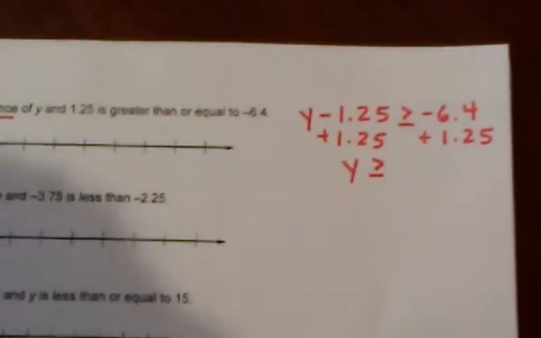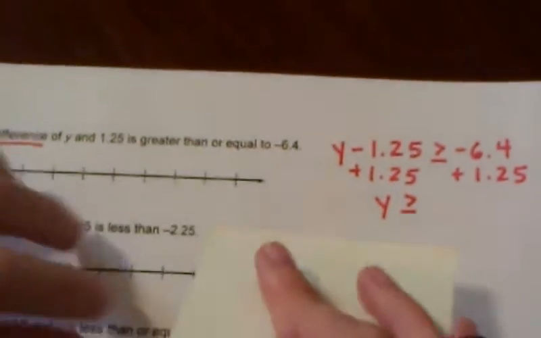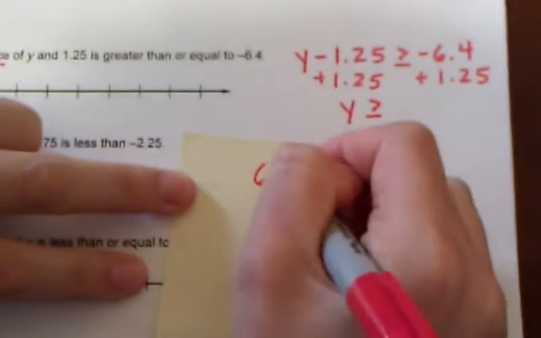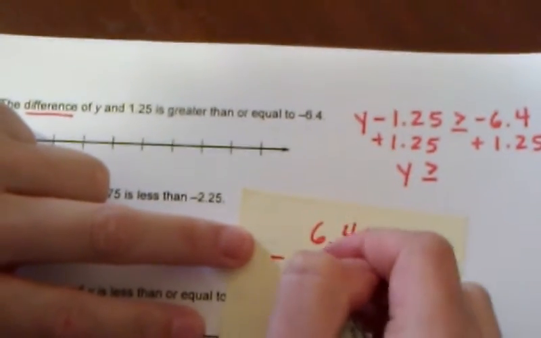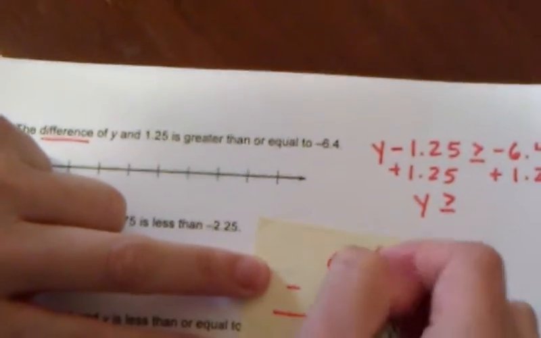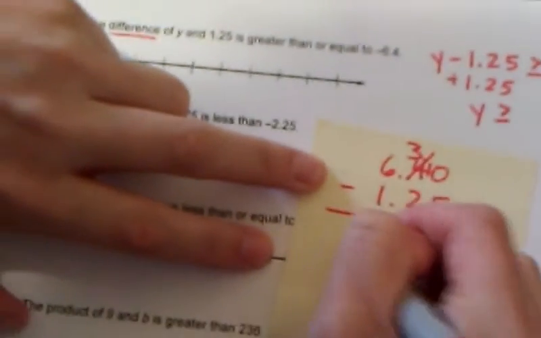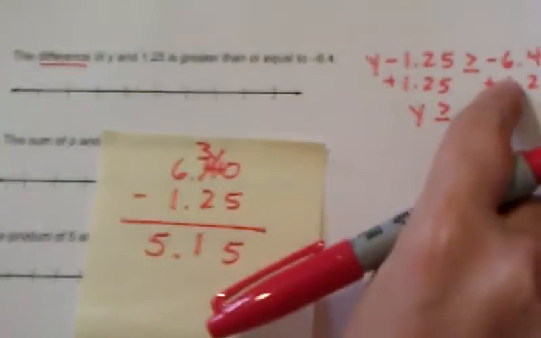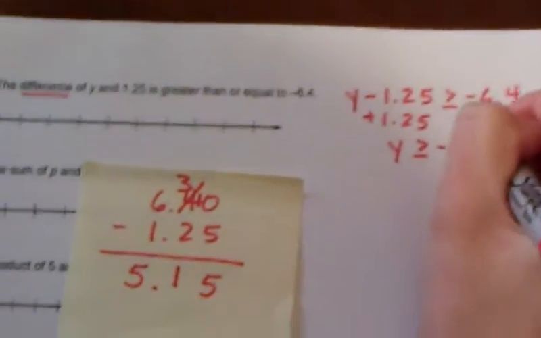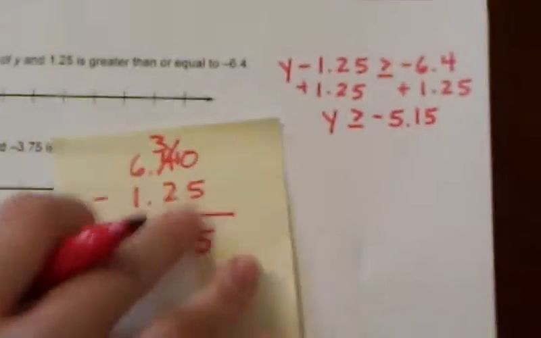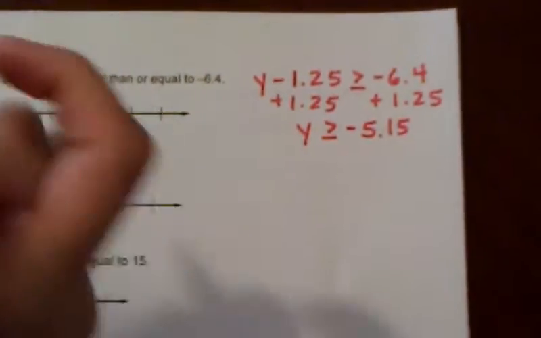I'm going to get a little piece of scratch paper to do this. Alright, so since they're different signs, I have to subtract. I'm going to line up my decimals, and I am subtracting. Okay, now different signs I subtract and then keep the sign of the larger number. So this is y is greater than or equal to negative 5.15 or negative 5 and 15/100.